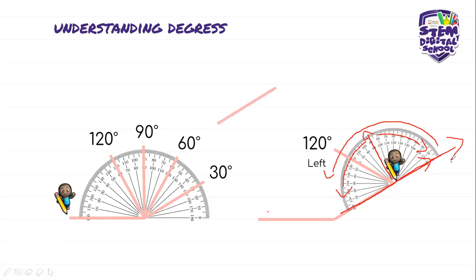So let me give you an example. There we go. There's our 30-degree line. And we have to remember our artist is moving in that direction.